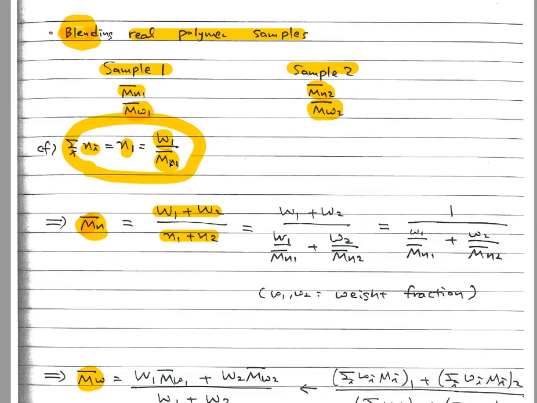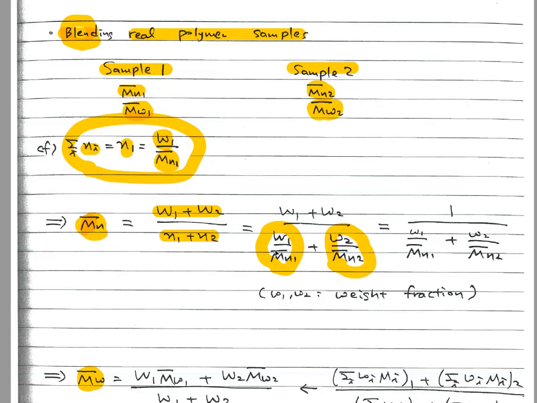Because number average molecular weight is weight divided by number of moles, right? So you can use these relations to calculate this. By putting in this N1 and also N2 using these relations, you can put this and this, okay?